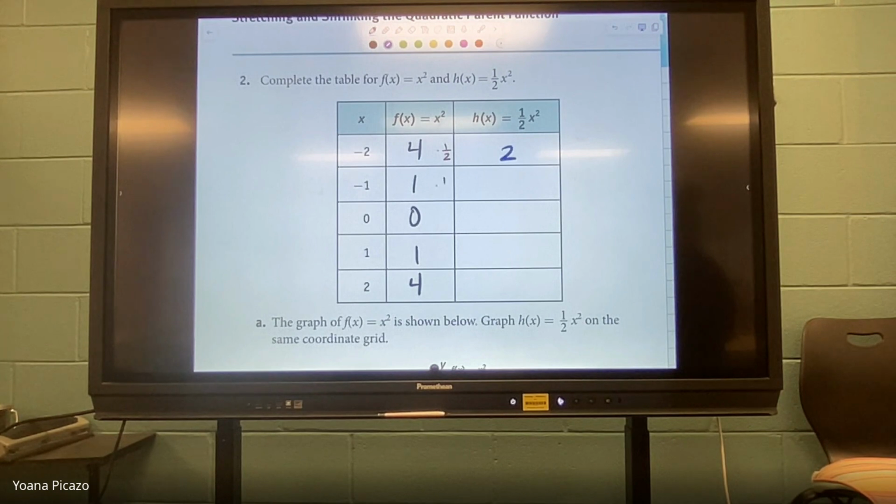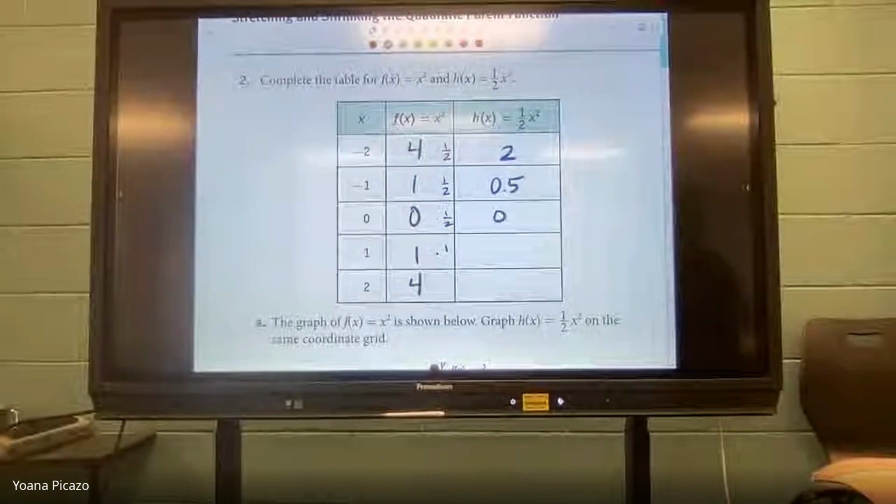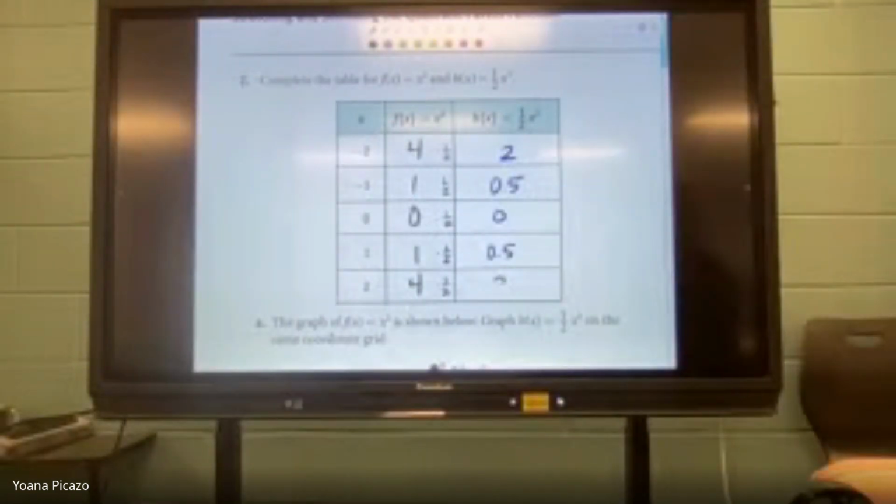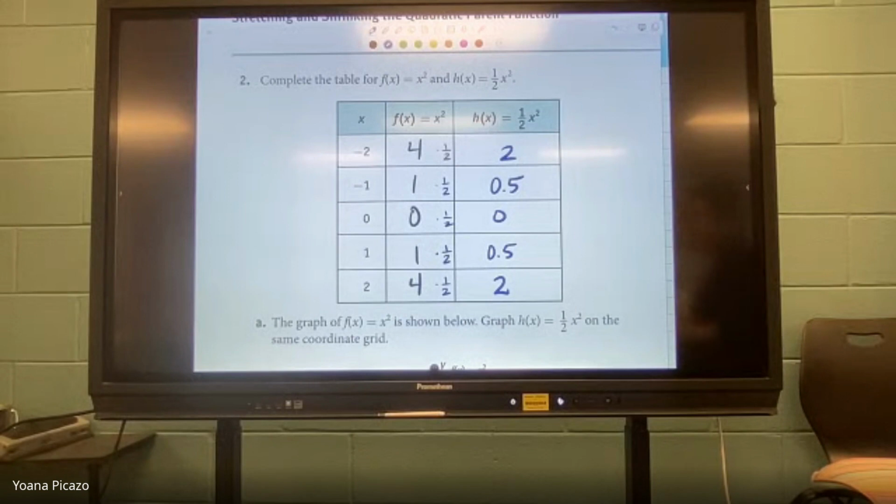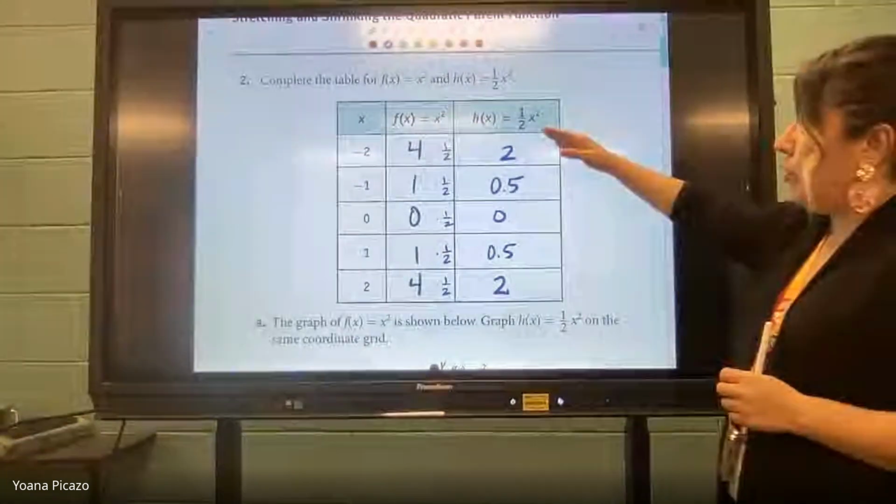What is 1 times 1/2? It's 0.5, or just 1/2. What is 0 times 1/2? 0. What is 1 times 1/2? And 4 times 1/2? 2. There we are. Okay. So now we're going to graph this one.